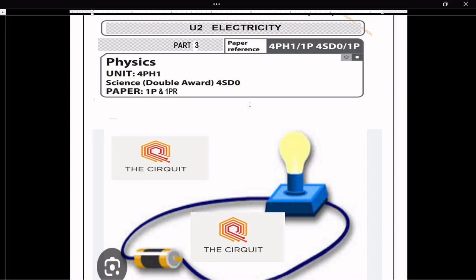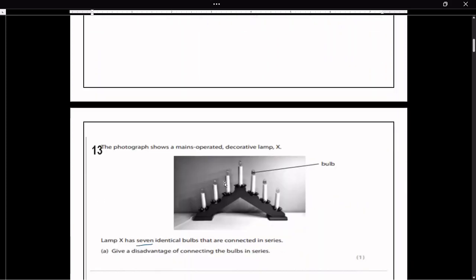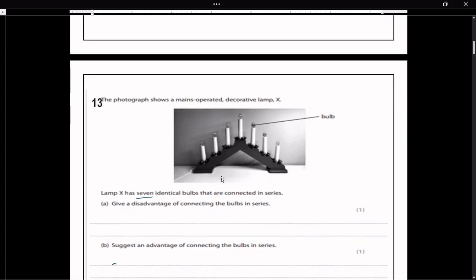In fact, these videos are good for all exam boards because most of the exam boards, or all exam boards, cover the topic electricity and circuits. I shall show you how to answer them. So let us start with the first question here, question number 13, because the first 12 questions are included in the other parts.